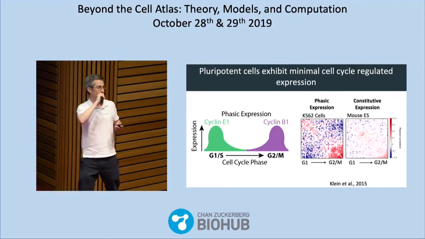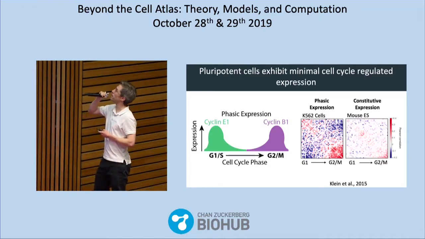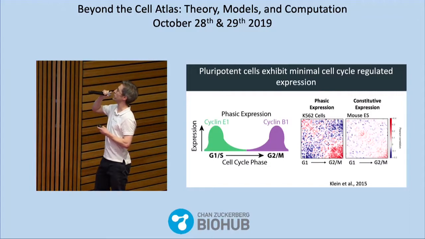Our interest is in looking at these pluripotent cells as they're specified into lineages. And our question is, when does the transition from this expression pattern to this one occur? And how is it regulated?